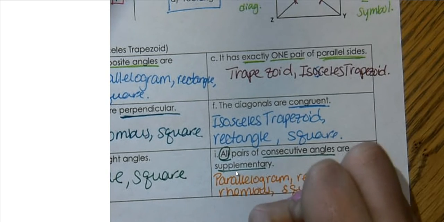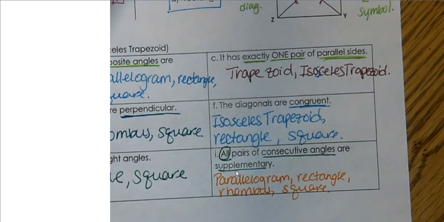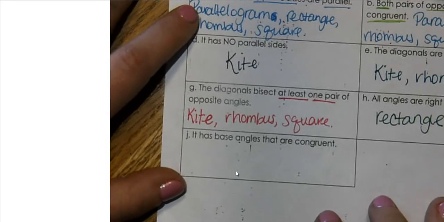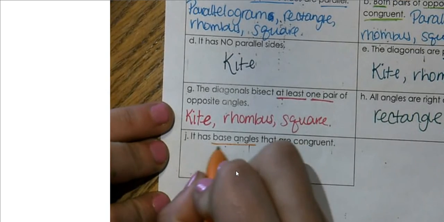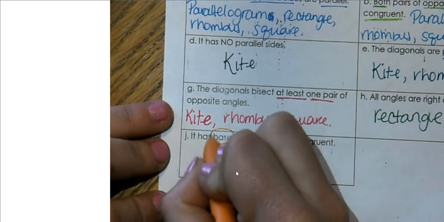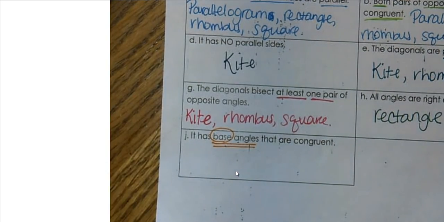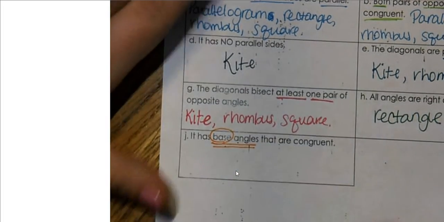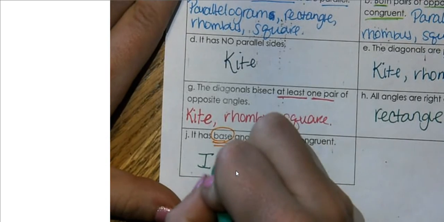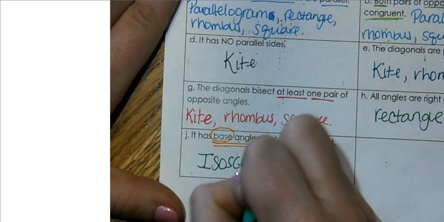And finally, letter J. It has base angles that are congruent. The fact that they use the word base tells me that I'm not working with a parallelogram, because we don't have bases in parallelograms. So just base angles that are congruent, that's only one shape, and that's an isosceles trapezoid.